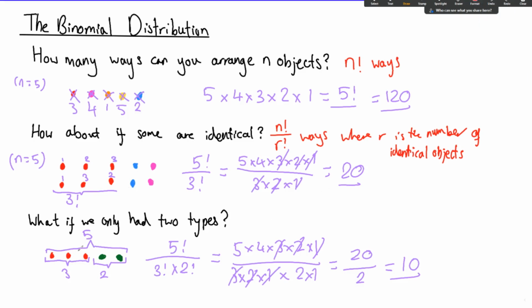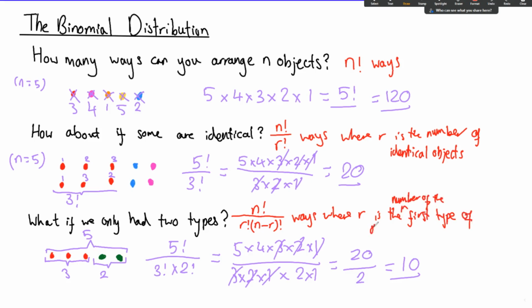Now in the more general case, our 5 here is our n. So we have n at the top. And at the bottom, let's call these the number of red beads r. So then the number of green beads will just be the total number of beads subtracted by r beads. So it'll be n minus r factorial. Okay? And then we can say ways where r is the number of the first type of object. So in this case, the first type is the red type.